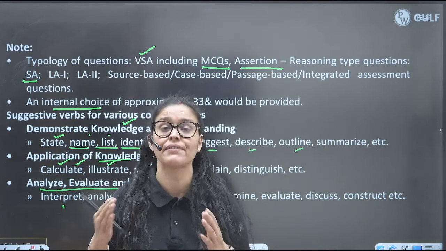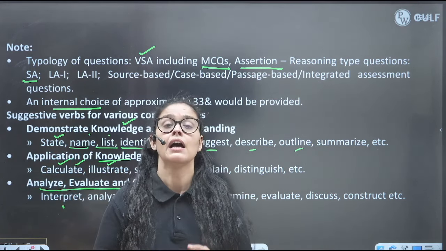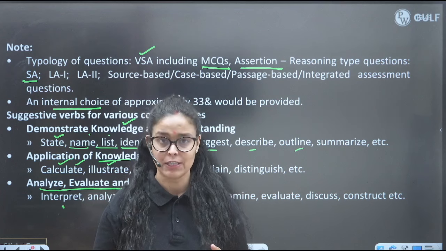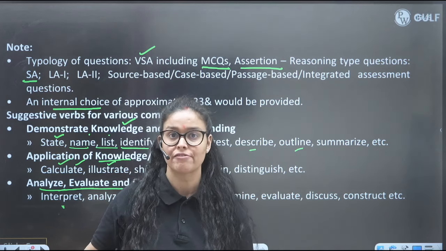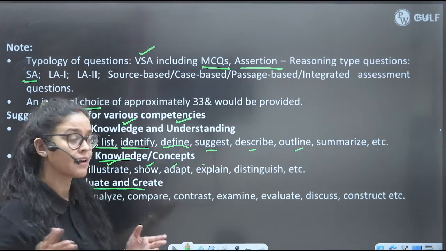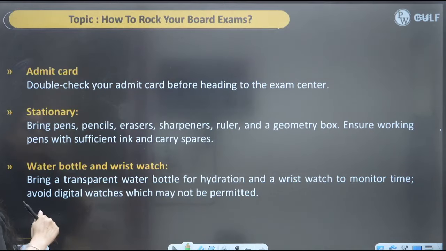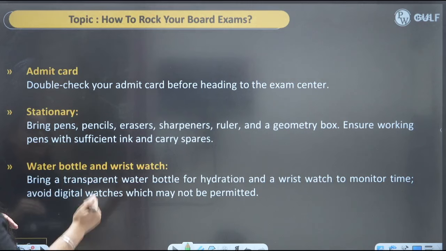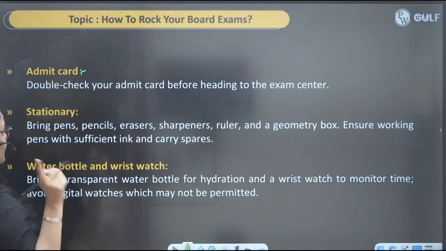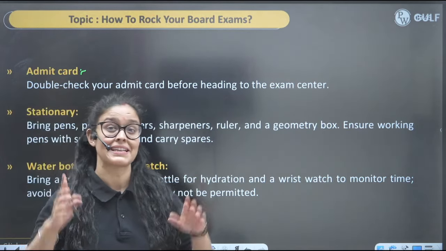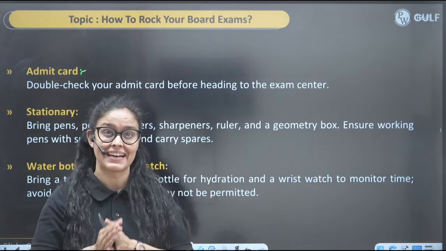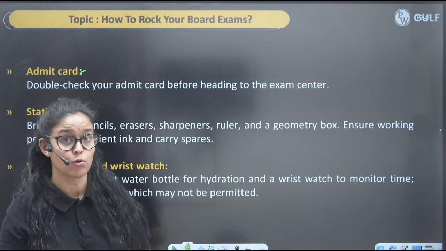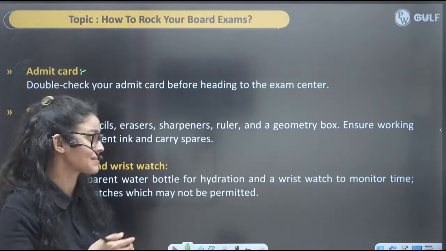And that is very important in order to analyze how much you know and how effectively you are able to solve all the questions, right? And then how to write answers, that I will tell you. Now, what exactly you have to check before you go to exam? So you have to double check your admit card before heading to the exam center, because that's very important, right? If you forget admit card at home, you won't be able to enter the exam center.